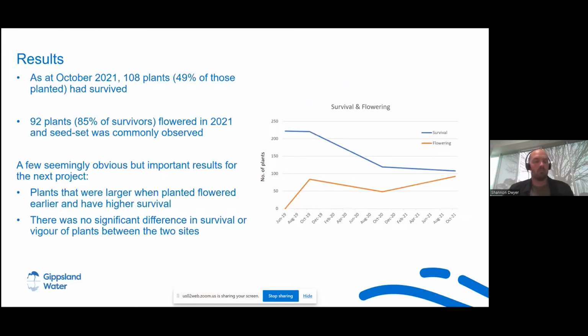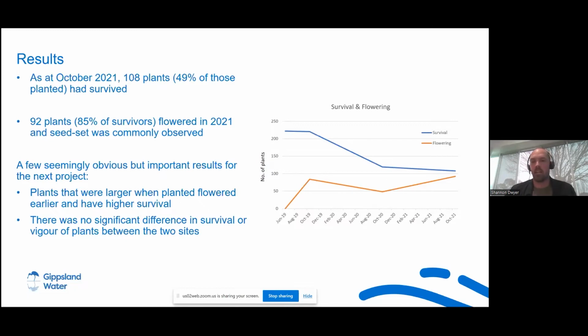So the results from the translocation are kind of mixed. You can see here we've lost a significant amount of plants. So yeah, as at last year's monitoring, there was just 108 plants left out of the 222. So, you know, by anyone's measure, that's not hugely successful.